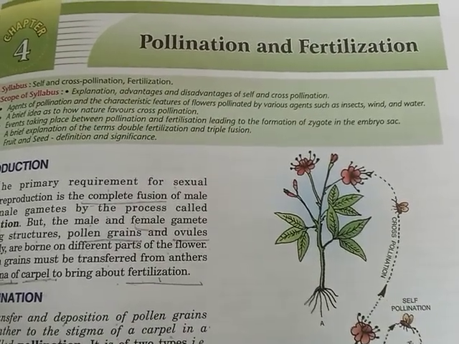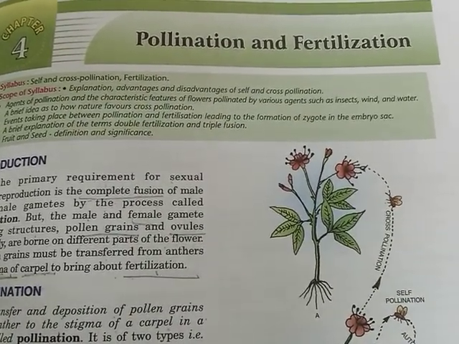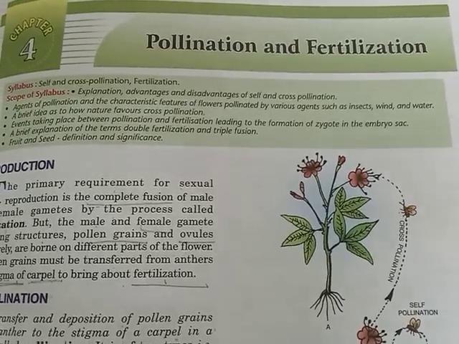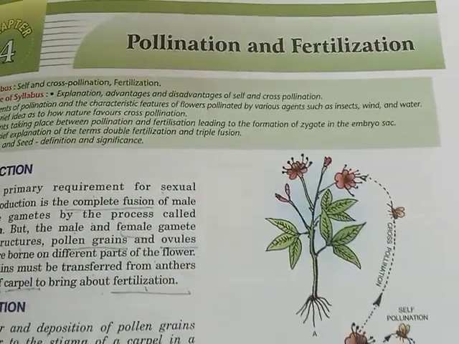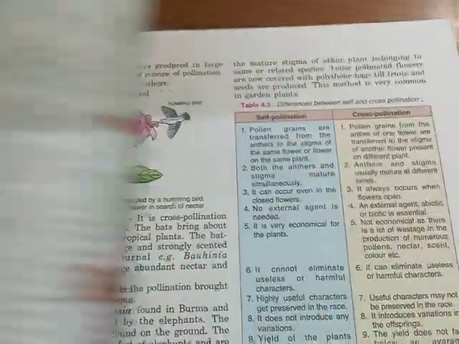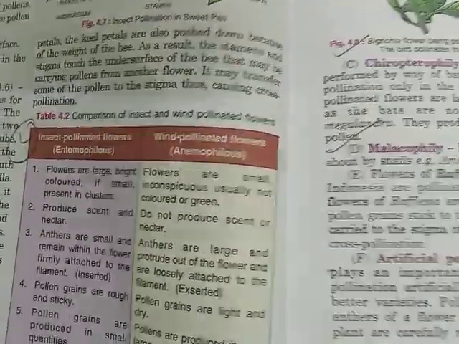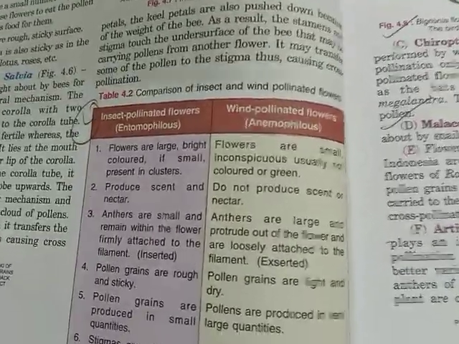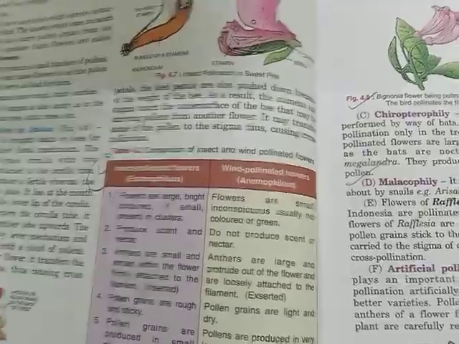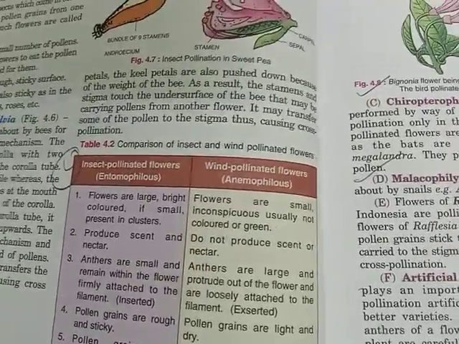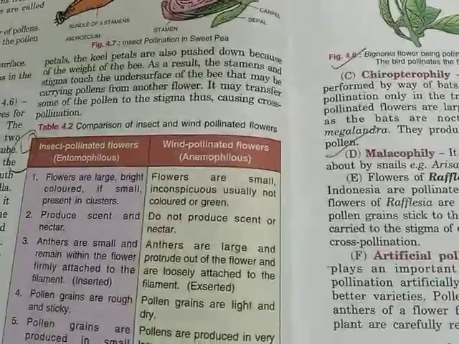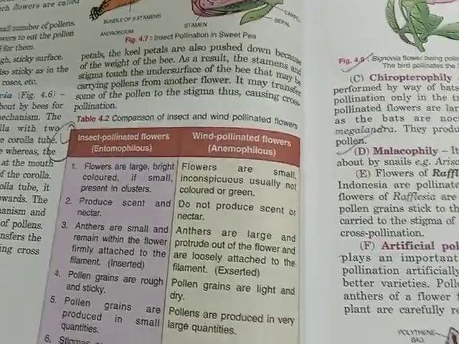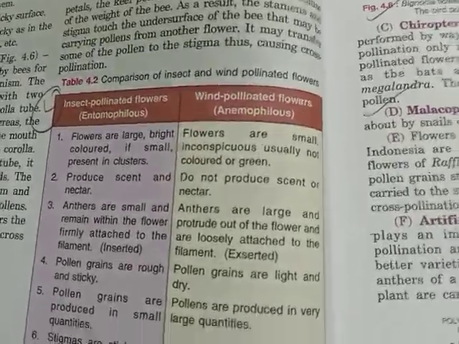Hello everyone. We are continuing with the chapter of pollination and fertilization, and today this is the D part of this pollination and fertilization. Yesterday we studied about the wind pollinated and the insect pollinated plants, that is about entomophily and anemophily.